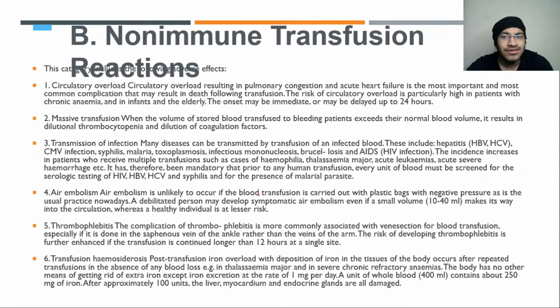Then non-immune transfusion, that first is circulatory overload. Circulatory overload results in the pulmonary congestion and acute heart failure, and it is the most important and the most common complication that may result in death following the transfusion, and the risk of the circulatory overload is particularly high in the patient with chronic anemia, infants and elderly, and the onset may be immediate and may be delayed up to 24 hours.